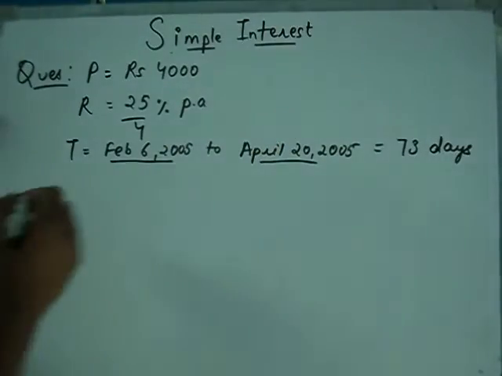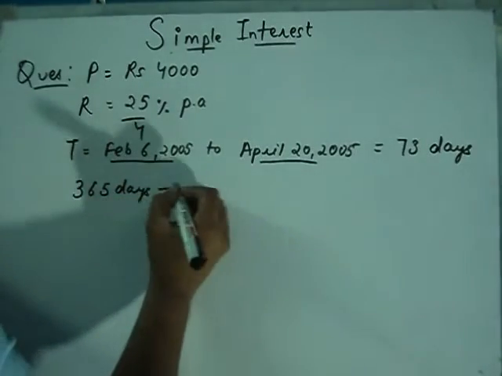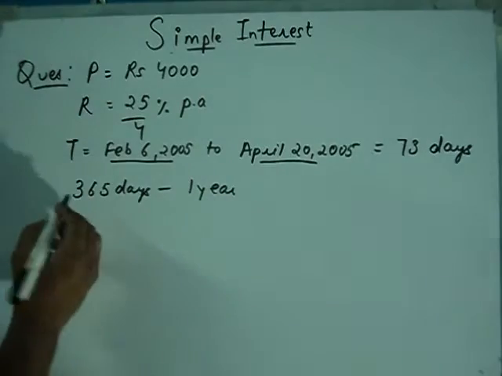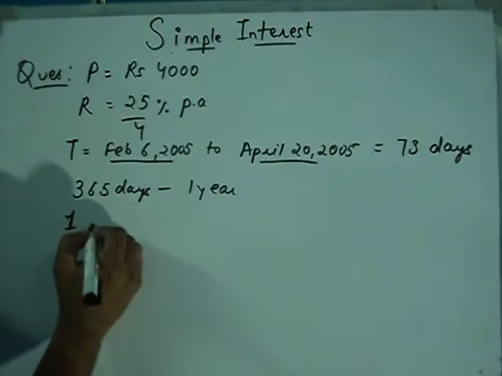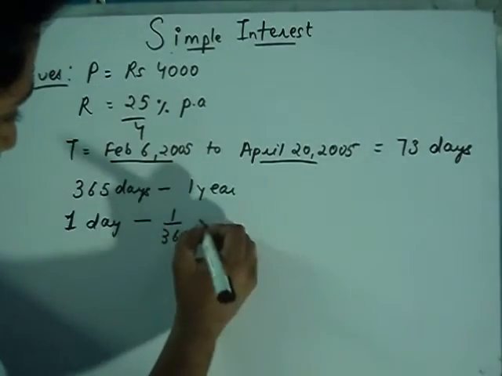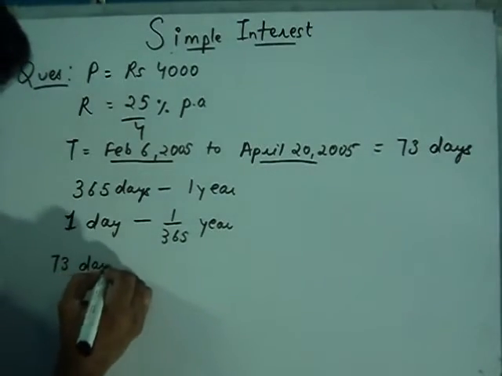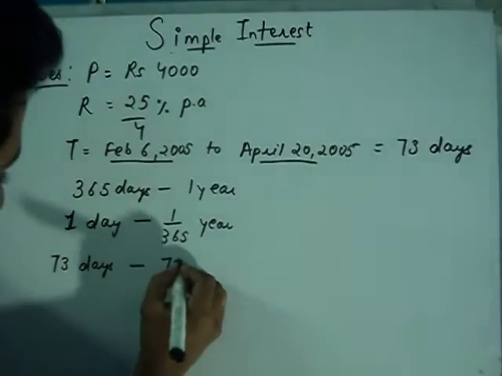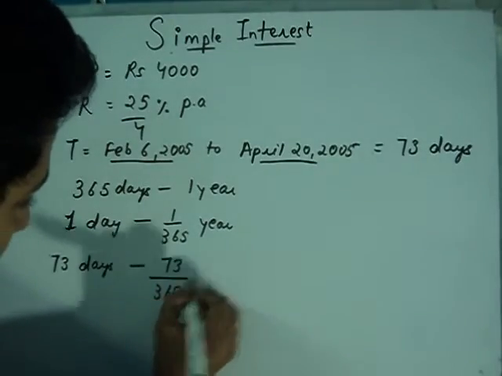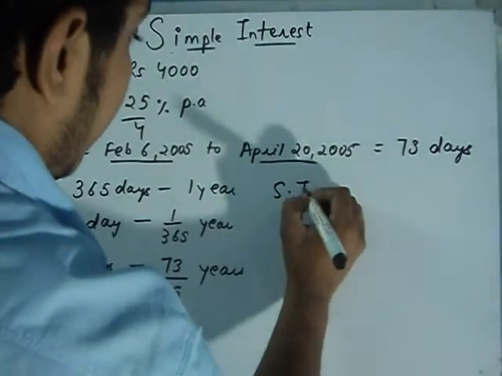We are going to convert it into year form. There are 365 days in 1 year, and 1 day is 1 by 365 year. So 73 days will be 73 divided by 365 years. By this we get days in year form.